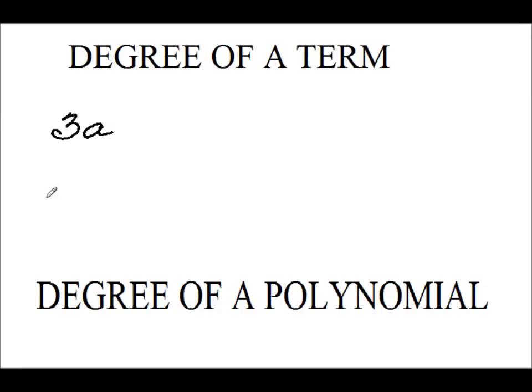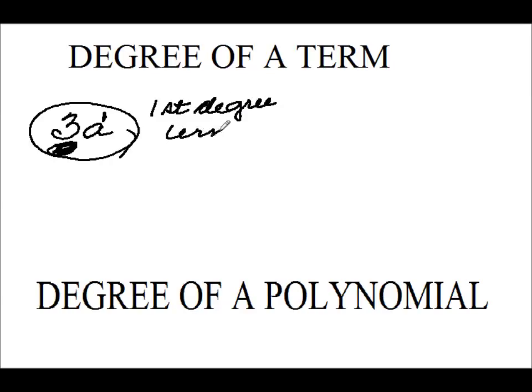So I'm going to start off with some simple things like 3a. Now you look at that and you ask, what's the exponent on that 3a? The 3 is the coefficient. We don't need to look at that when we want to find how bad is this term. This is a to the 1. This would be a first degree term. Now if I said 3ab, this is a to the 1 power, b to the 1 power. How bad are the exponents? This would be a second degree term.